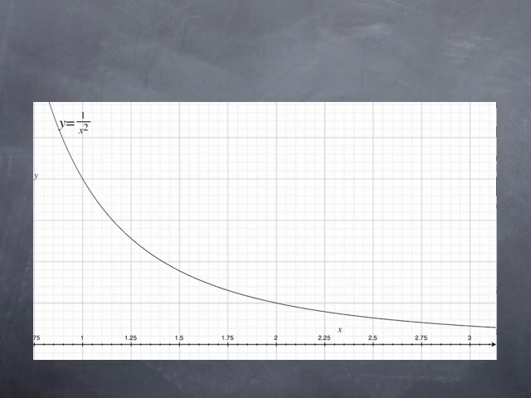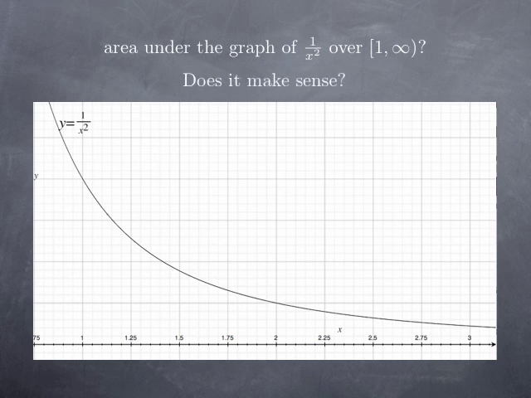So it looks something like that. And we could ask the question, what is the area under the graph of this function, that's a positive function, over the unbounded interval from 1 to infinity? So it is not clear that this question makes sense. In other words, that there is such a thing to talk about as the area under the graph over an unbounded interval.